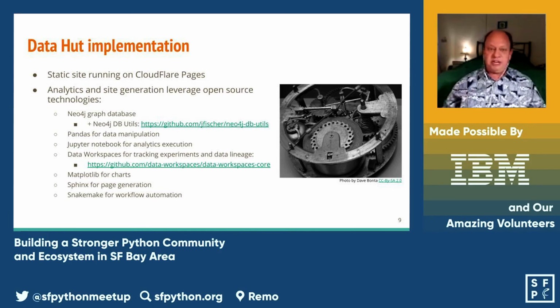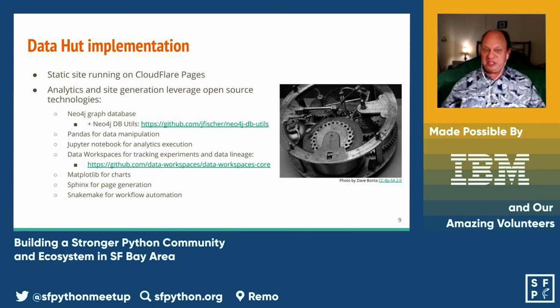So all the analytics and site generation are heavily using open source technologies. We dump all of our data, once we've organized it, into a graph database. We use pandas, obviously, for data manipulation. Jupyter is where we run these pandas analytics. Matplotlib for the charts. Data Workspaces is a project that I'm co-founder of, that's for tracking experiments and data lineage.